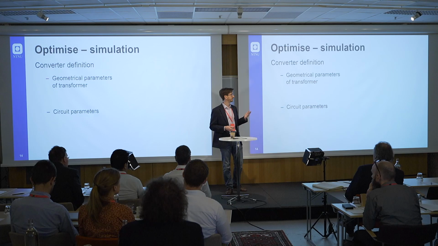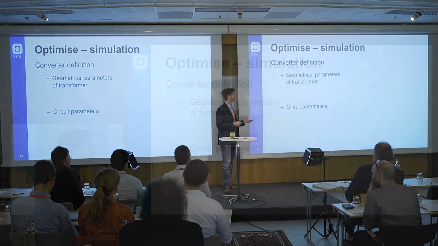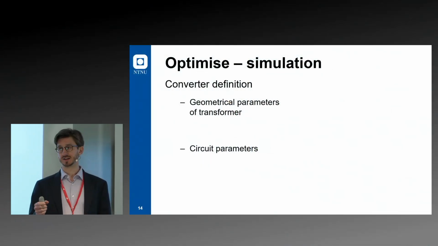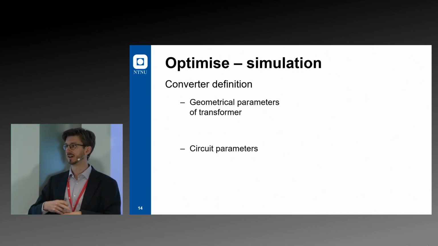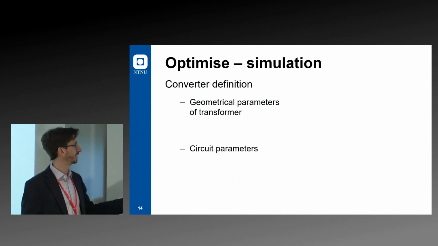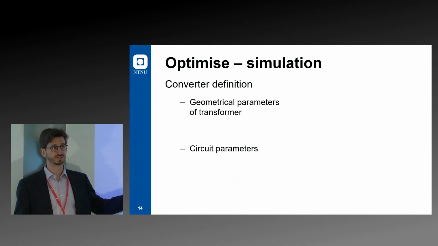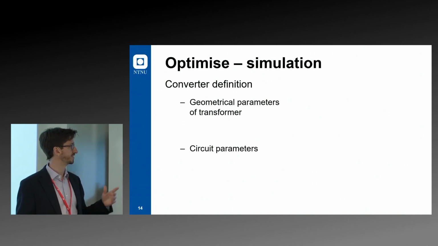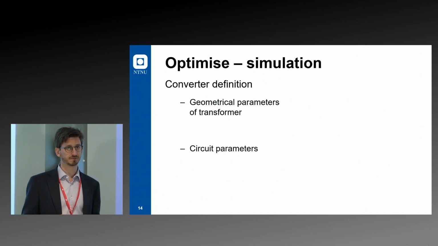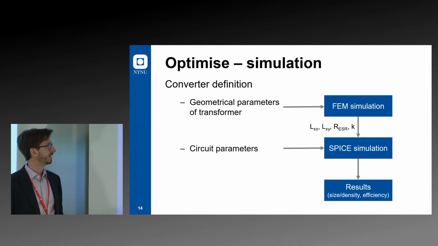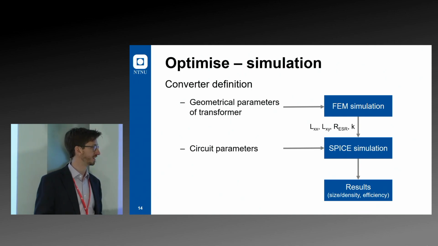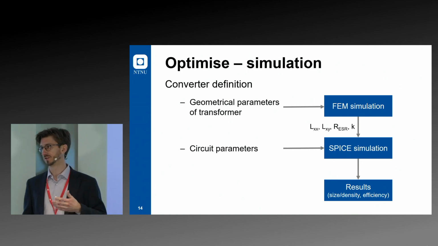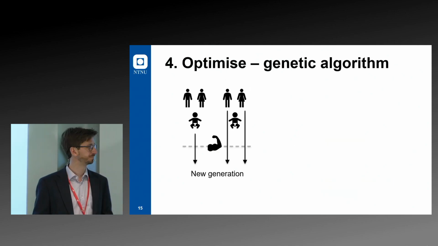So now we can define a converter individual as a set of geometrical parameters of the transformer. We have the number of windings, number of layers, width of the copper, height of the dielectric, which describes the transformer, and then we have some circuit parameters, which are the resonant parameters, in addition to models of the semiconductors. So we'll run a FEM simulation to get the lumped parameters of the transformer, and then we run a SPICE simulation to get efficiency, output voltage, and have an idea about the density.